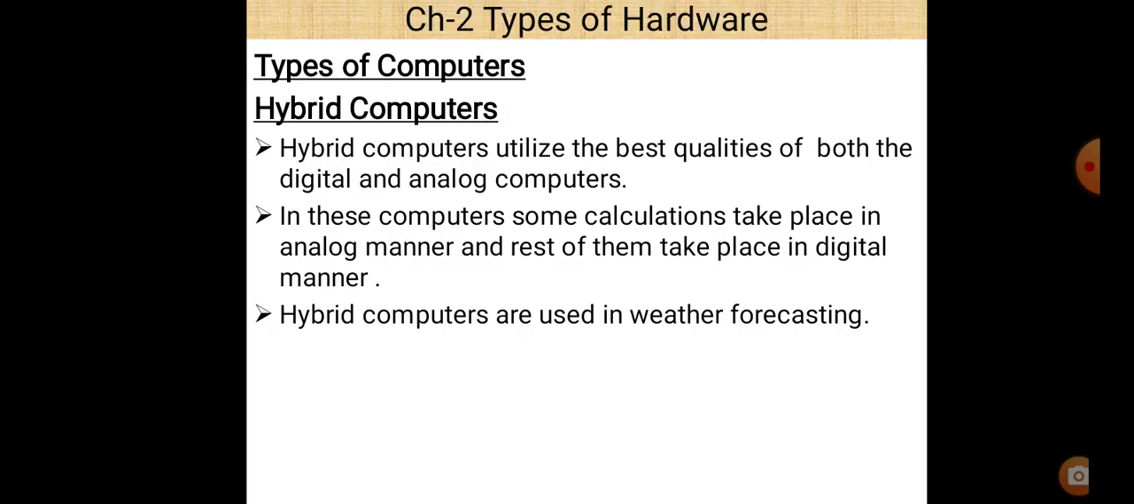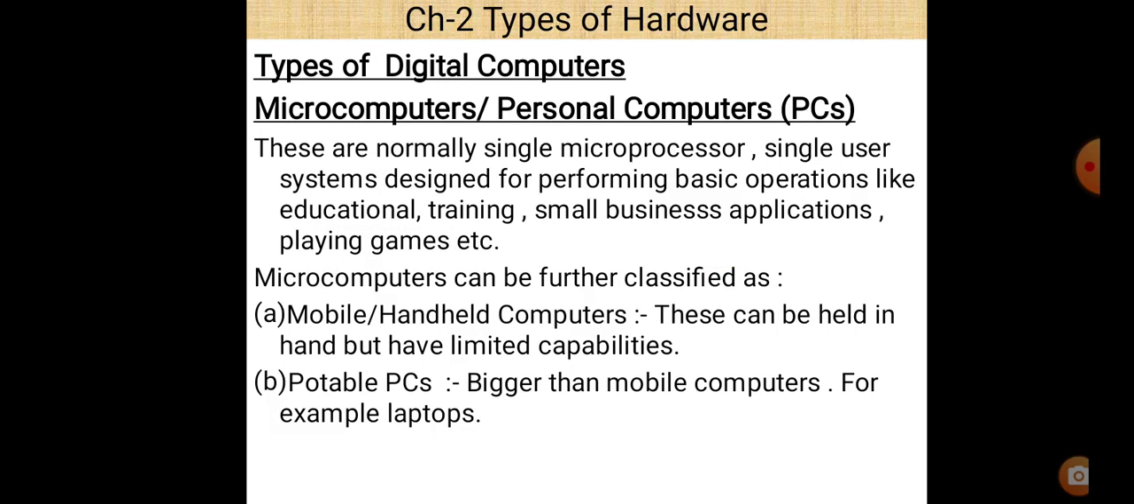Next is microcomputer or personal computers, known as PCs. These are normally single microprocessor, single user systems designed for performing basic operations like educational training, small business applications, playing games, etc. Microcomputers can be further classified into mobile or handheld computers. Mobile and handheld computers can be held in hands but have limited capabilities. Second is portable PCs. These are bigger than mobile computers.